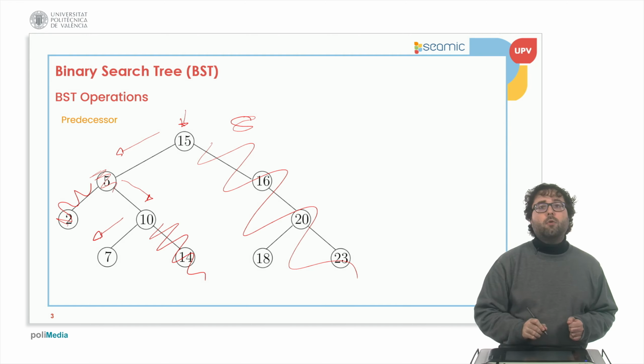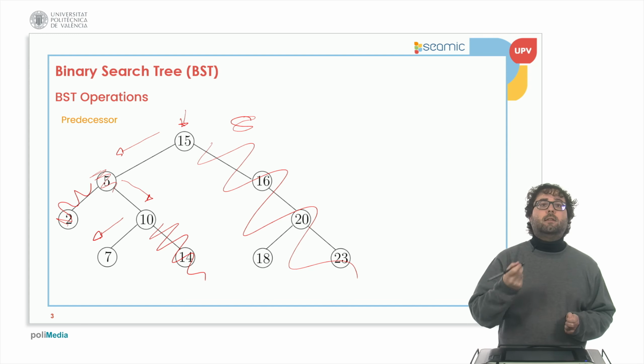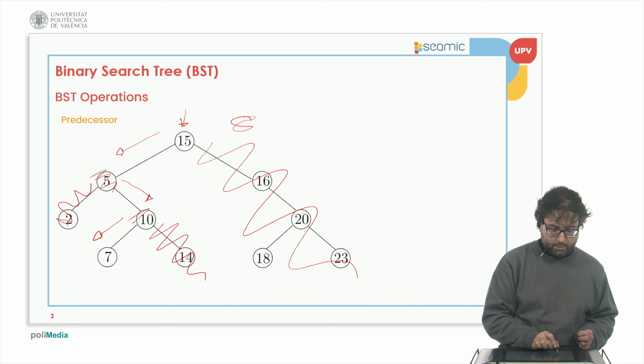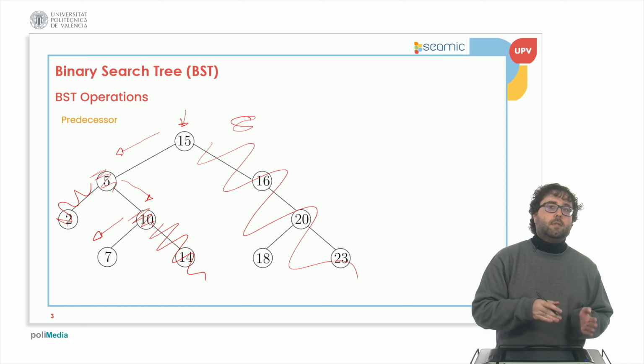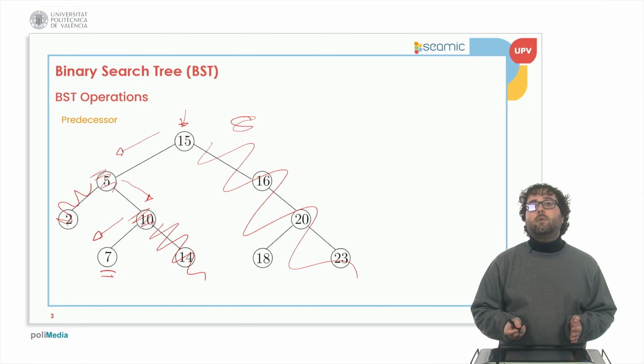We go back down, and since the number is smaller than what we're looking for, we can disregard 10 and we should either keep searching or that will be the number. In this case, since we are already at a leaf, that means that 7 is the number we are looking for.